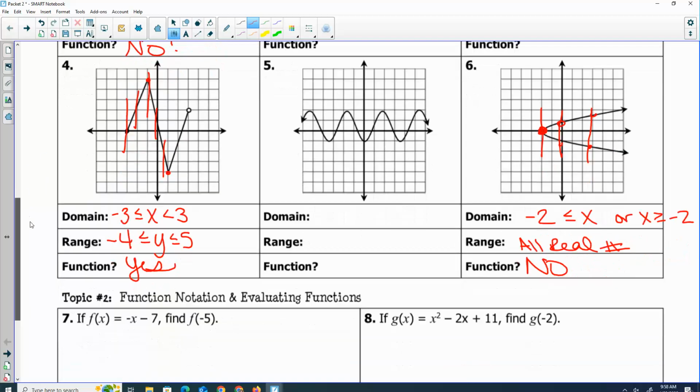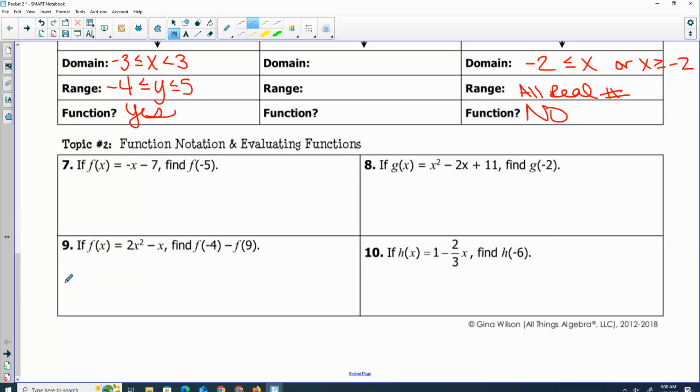Let's talk about function notation a little bit. So when you see this, let's look at number 7. This is just asking you to do an operation. It's telling us that f of x is -x minus 7. So when I say find f of -5, all it's saying is you go to this expression and you replace the x with the negative 5. That's the number I'm plugging in for x. So if I do that, two negatives make a positive, so 5 minus 7 is negative 2.